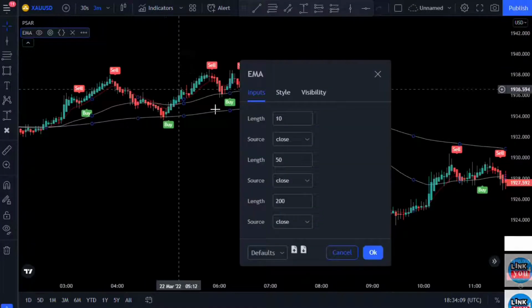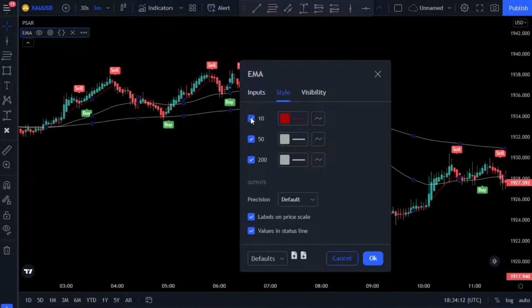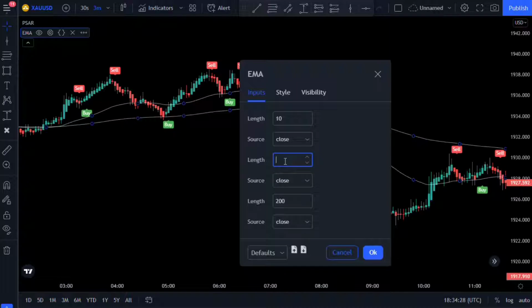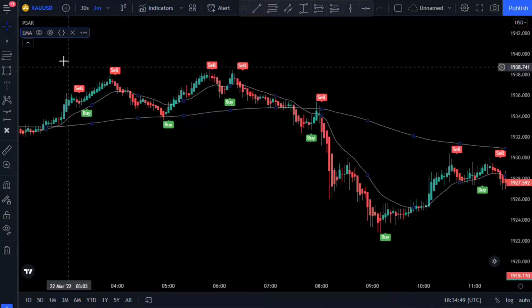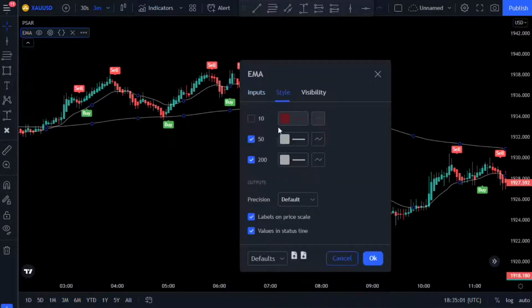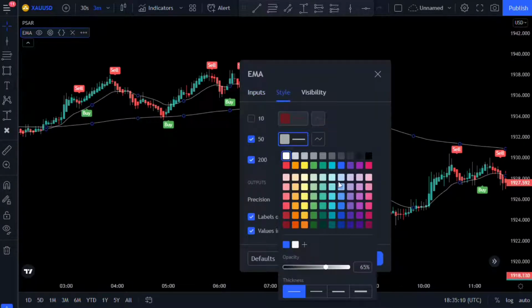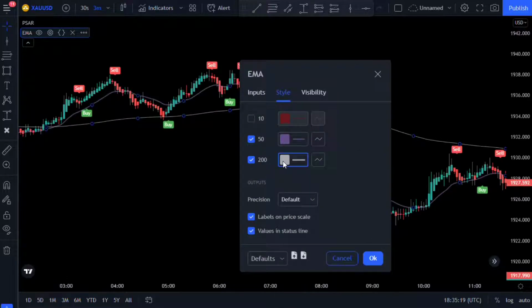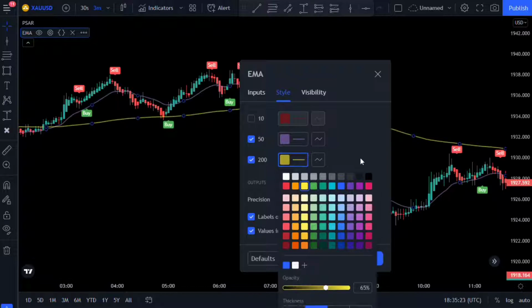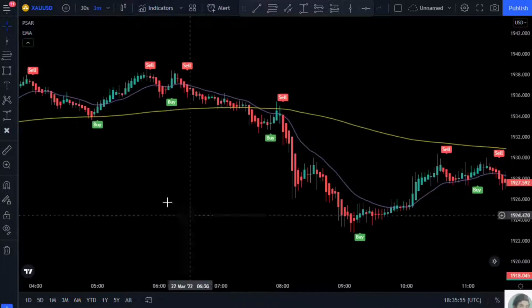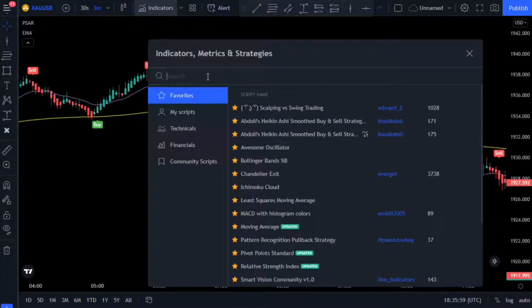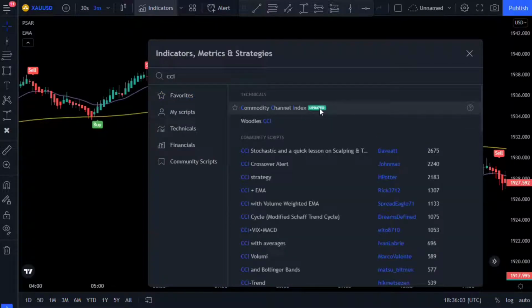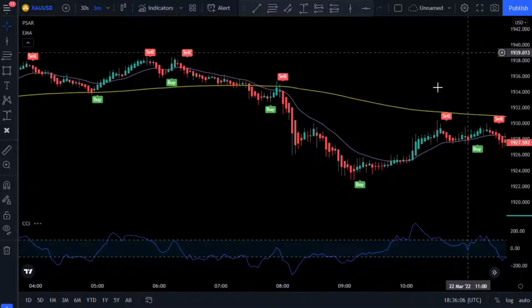Turn off the first option, which is 10, from the style settings. Then in the inputs section, change the number of the second option from 50 to 18, and the next option is 200. In the style part of the EMA indicator, I change its colors and make it a little thicker so that it can be seen more clearly. I already added the CCI indicator to the chart. I will add it to the chart again so that you can learn its settings well.